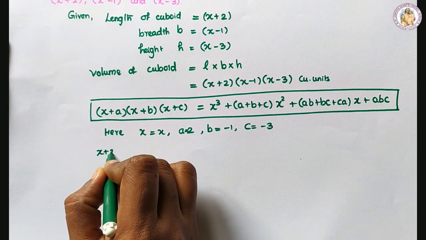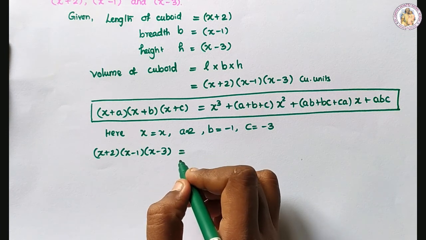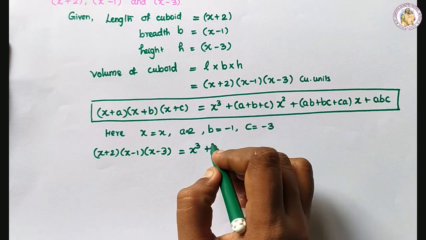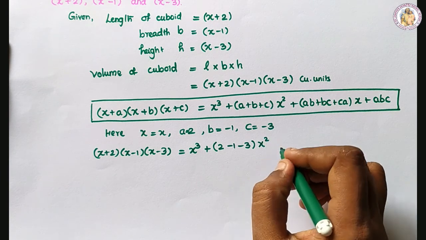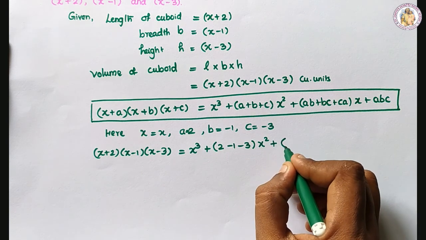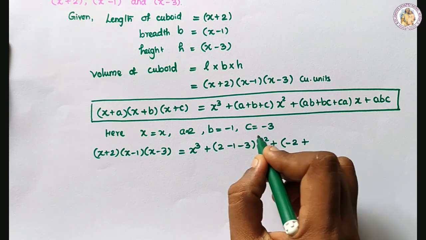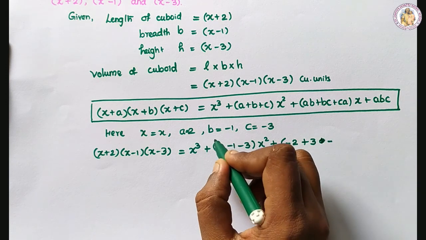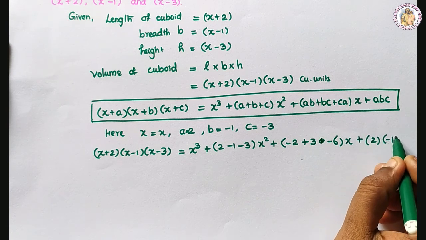Now x plus 2 into x minus 1 into x minus 3 equal to, first x cube plus a plus b plus c, 2 minus 1 minus 3, into x squared plus ab, a is plus 2, here minus 2, plus into minus, minus 2, and bc, minus into minus plus 1 3s are 3, ca plus into minus, minus 3 2s are 6, into x plus abc, 2 into minus 1 into minus 3.